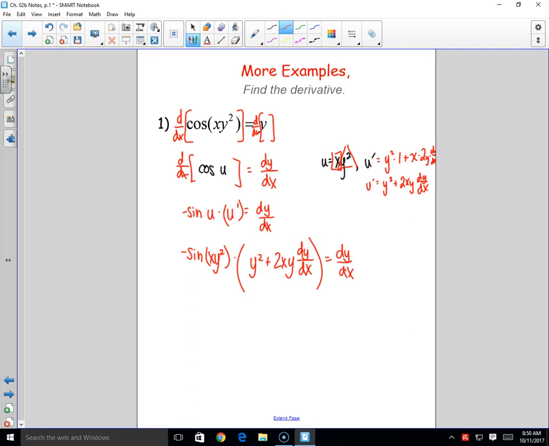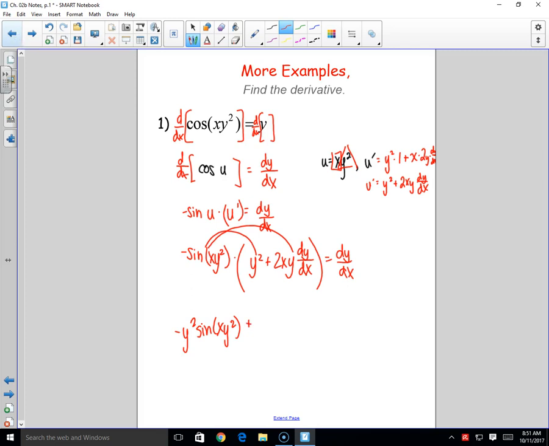So now we need to get, ooh. We have to distribute, and we couldn't divide the entire thing, because then dy dx would be stuck. So we have to undo all the multiplications. We can add and subtract to get the dy dx's on one side. So we have negative y squared sine xy squared.